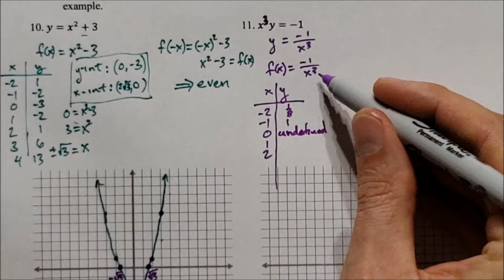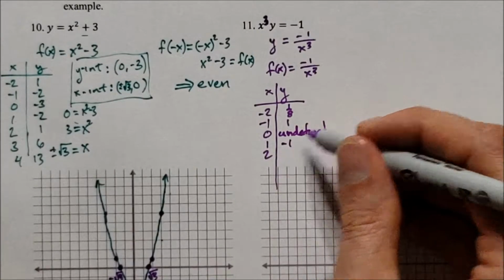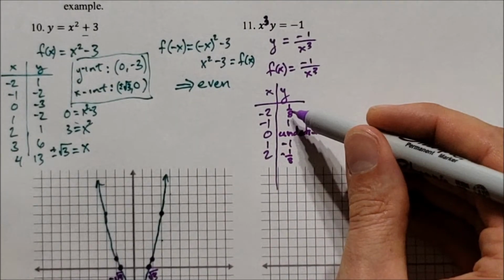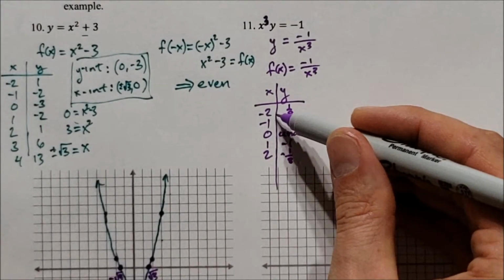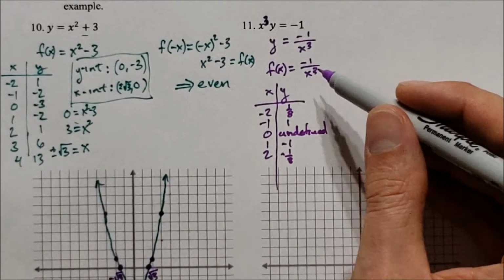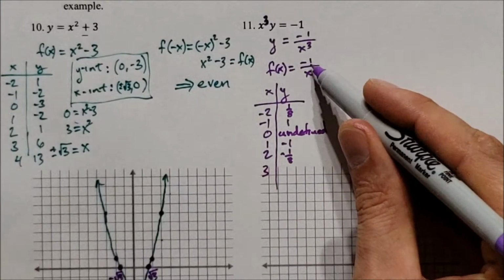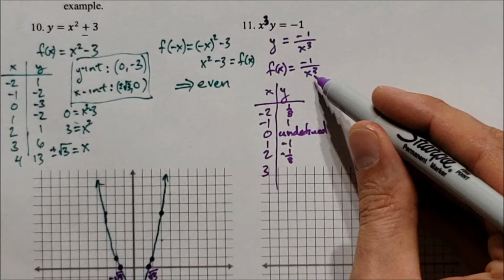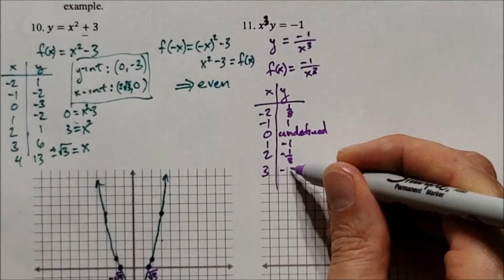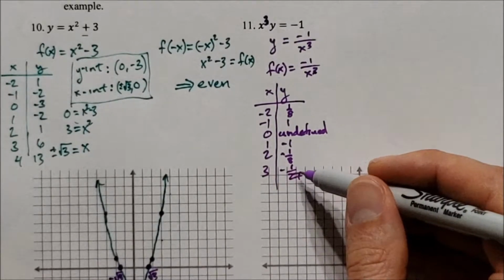When x is 1, we have negative 1 divided by 1, which is negative 1. When x is 2, you guessed it, it's going to be negative 1/8. It's really the same as the negative 2, or at least the opposite. Let's go ahead and grab 3. Negative 1 divided by, well, 3 cubed is 27. That's negative 1 over 27. That's not very interesting. It's getting very close to 0.